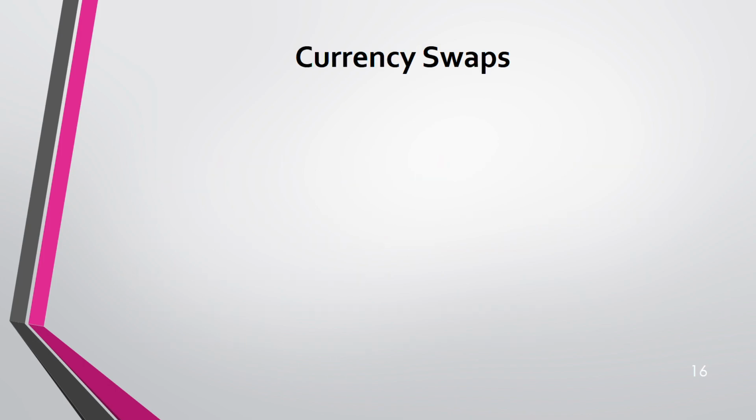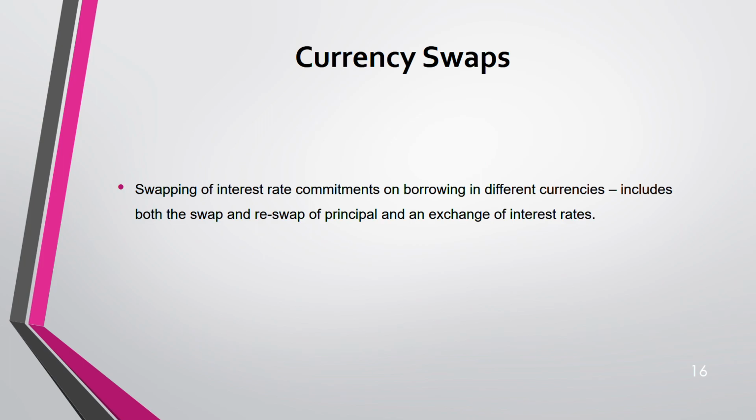Coming to currency swap. Currency swap means swapping of interest rate commitments on borrowing in different currencies. Okay, this includes two things: swap and reswap of the principal amount as well as the interest, because when you take a borrowing, it's not just the principal, you also have to pay interest. That interest you can also swap and reswap. Okay, so this is fixed for fixed or fixed for variable, the swap of the interest rate.